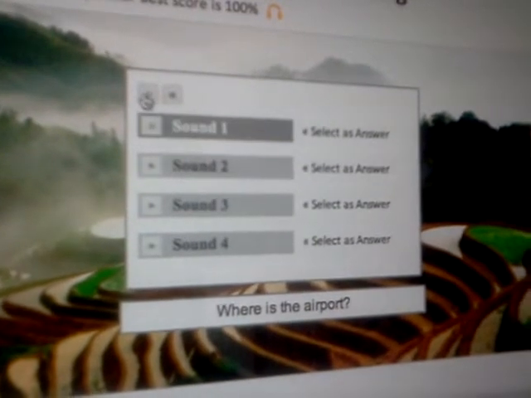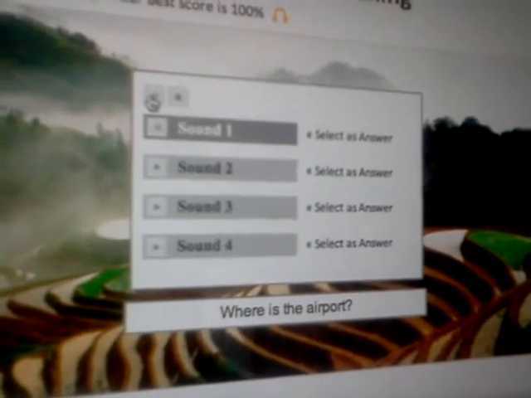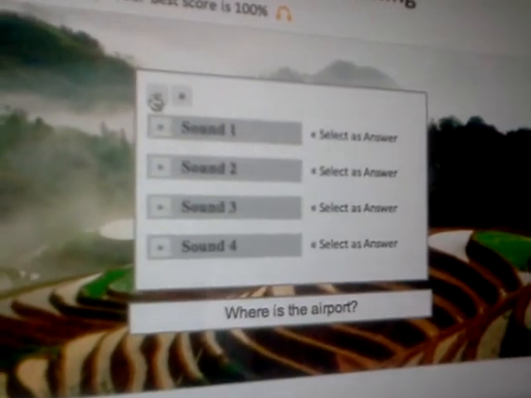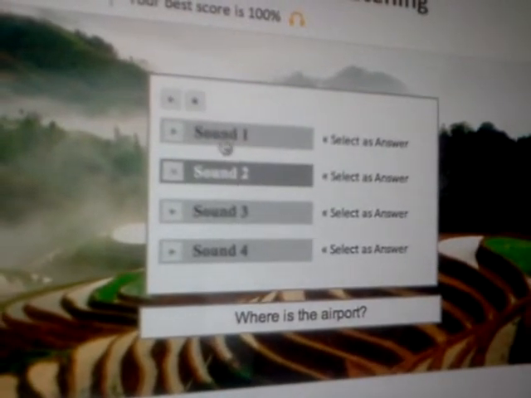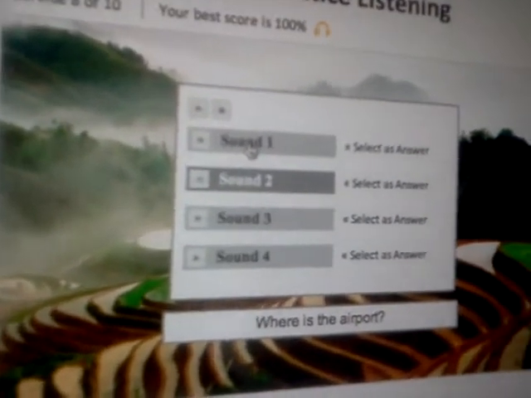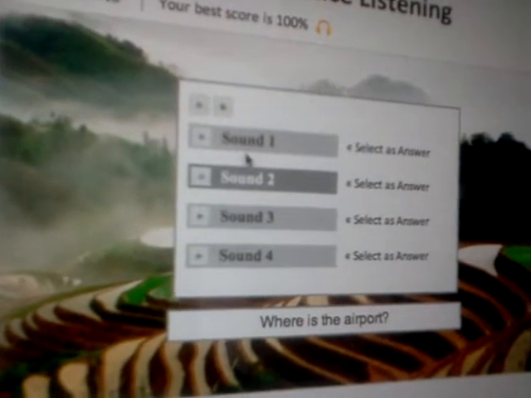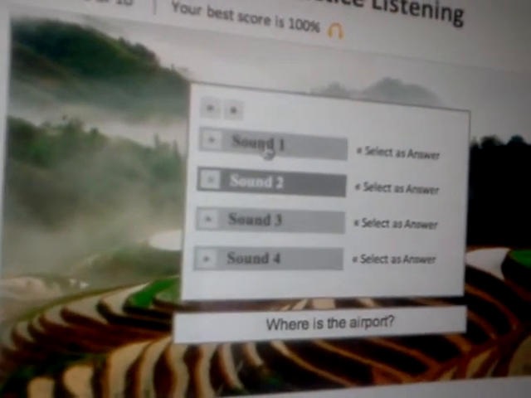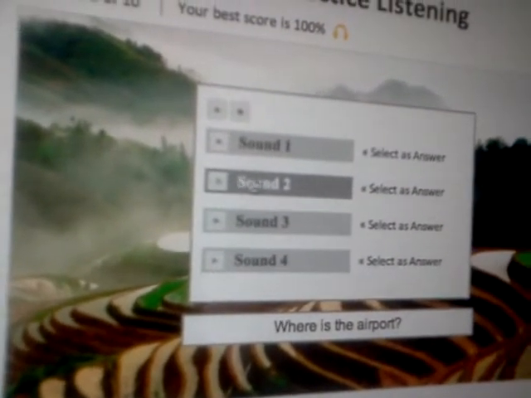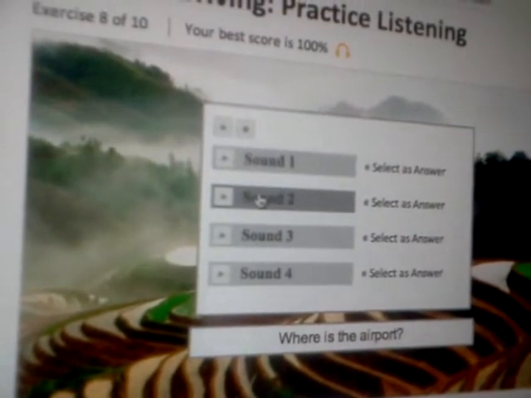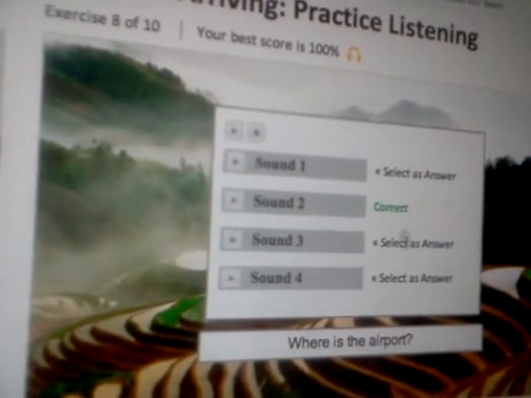So let's see what we got. 飞机场在那里。 Okay, in that instance, it sounded like it was answering the question. It's over there. 那里, it's there. Where is the airport? There is the airport. Let's see what sound 2 sounds like. 飞机场在哪里？ There we go. There we are.